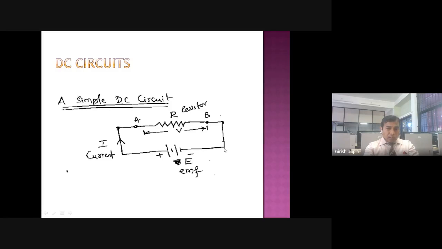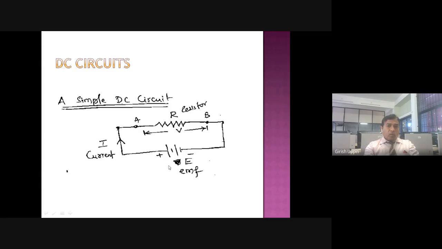If there is any disconnect, if there is any open breakage in the path, then the current will not flow. So it should be a closed path. This is the resistor, this is the voltage source, and these wires represent the conducting wires. So you can assume that these wires will not have any kind of resistance. They are used for making connections. So you can see one wire on this side and another wire on this side.